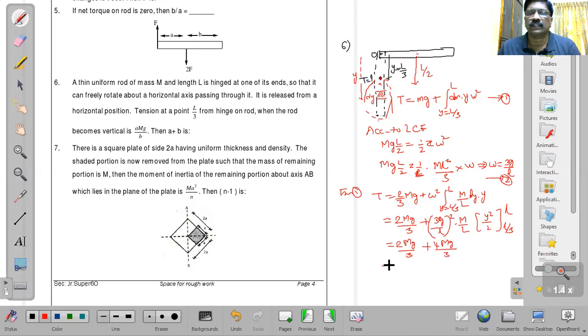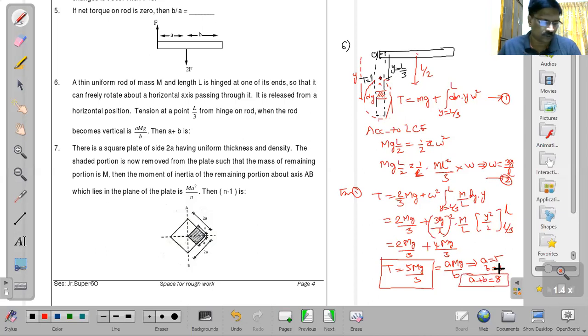Therefore, total tension at that point is equal to 5 Mg by 3. This is the tension in the rod at a distance L by 3 from the end about which it rotates, that means from this point O. But it is given as A Mg by B. When you compare these two, A is equal to 5, B is equal to 3. Then A plus B they ask, so A plus B is equal to 8.